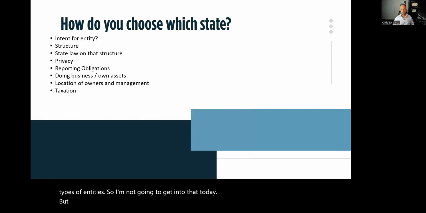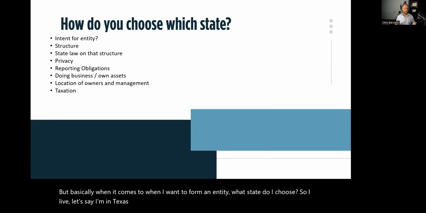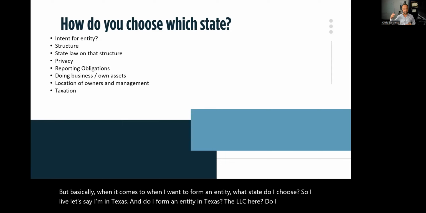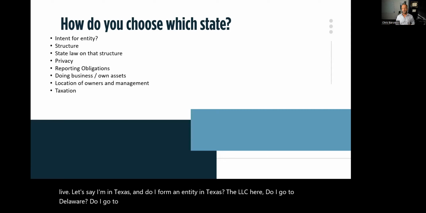But basically, when it comes to when I want to form an entity, what state do I choose? So I live, let's say I'm in Texas, and do I form an entity in Texas, the LLC here? Do I go to Delaware? Do I go to Wyoming? What are some of the questions that I should think about?